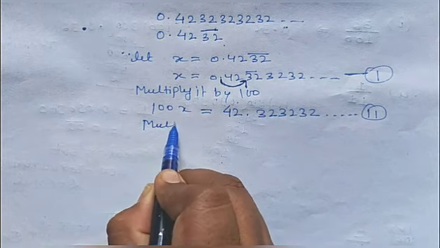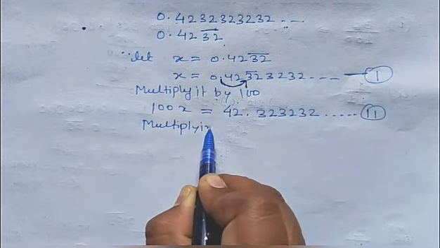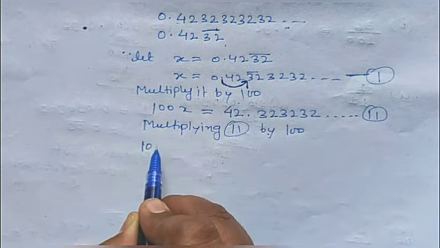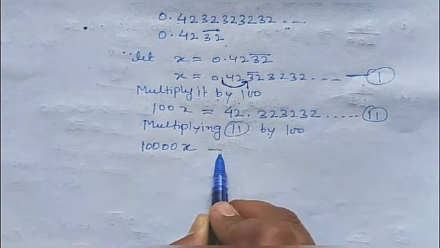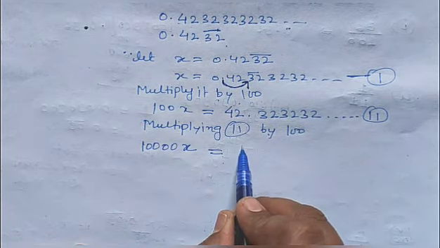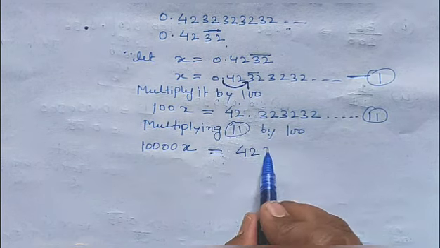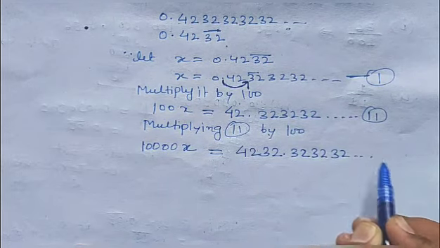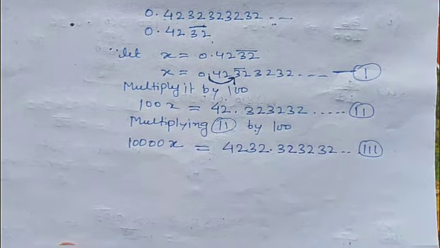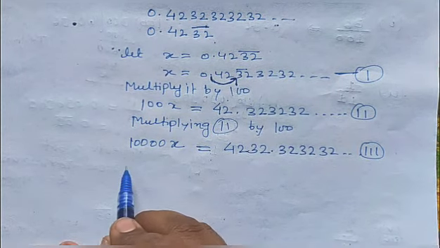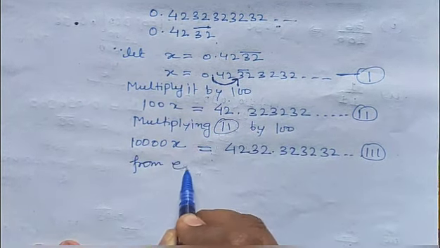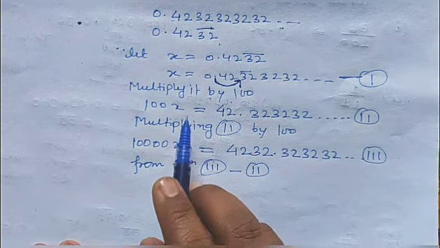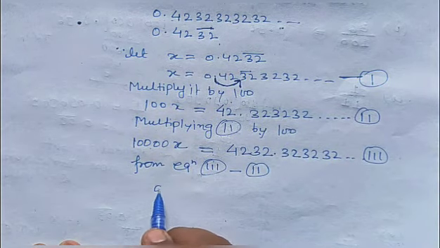So again you have to multiply the second equation by 100. Okay, so it will be 100 into 100. On the left-hand side, 10,000x. On the right-hand side, what will be there? 4232, and then the 32 will also be shifted, so 4232.3232 and so on. It will be your third equation. So how will you solve? Just take the third equation minus the second. Then on the left-hand side you will get 10,000 minus 100.